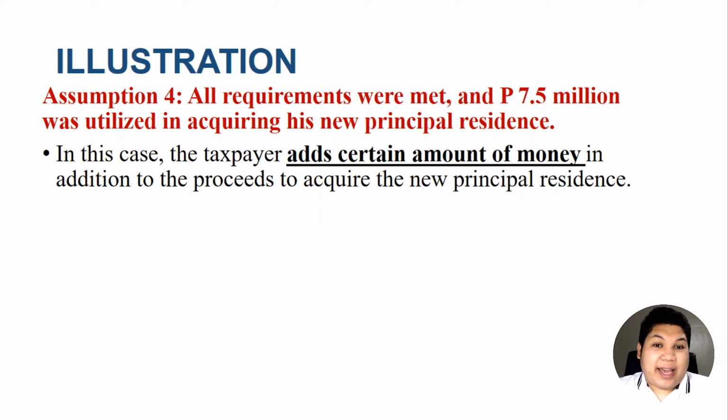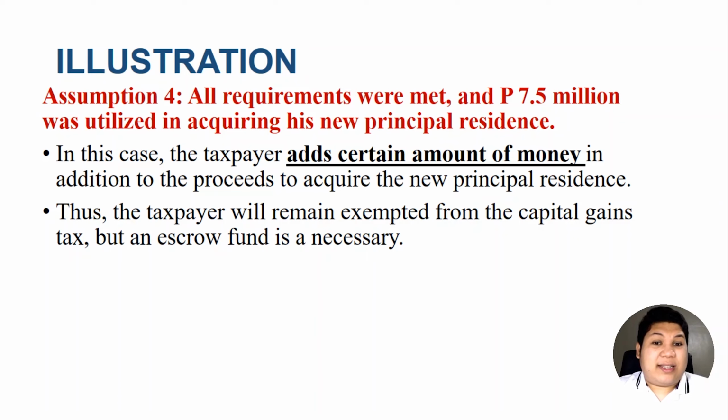So, in this case, the taxpayer adds certain amount of money in addition to the proceeds to acquire the new principal residence. Thus, the taxpayer will remain exempted from the capital gains tax. But again, he is required to deposit an escrow fund. Again, exempted or not, you are required to deposit into an escrow fund. This is a security on the part of the BIR that you will really faithfully comply all the requirements.